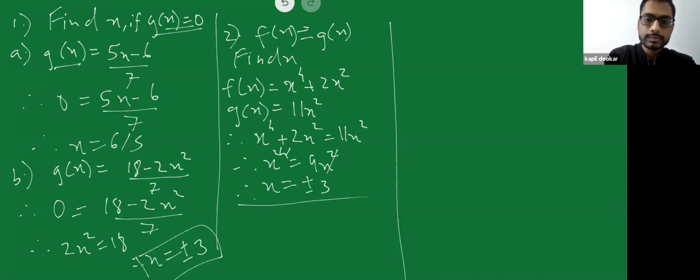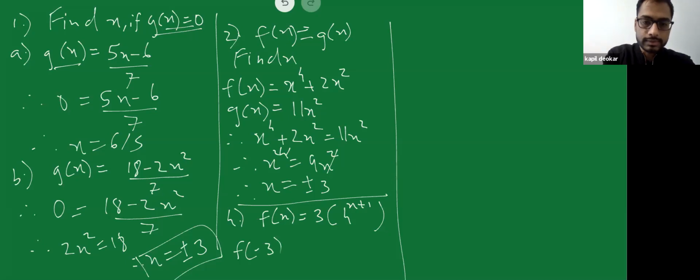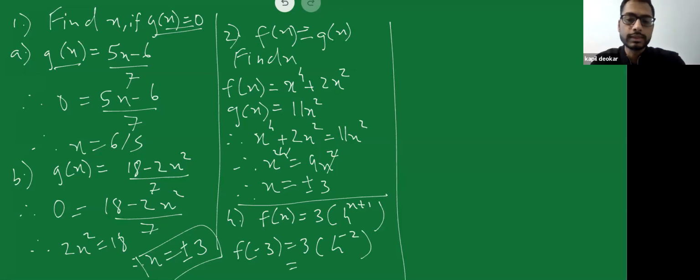Let's see the next question. It is given that f of x is equal to 3 into 4 raised to (x plus 1). You have to find the value of f of minus 3. So simple, instead of x, just write minus 3. So that would be 3 into 4 raised to (minus 3 plus 1), that is minus 2. So 4 raised to minus 2 means 1 upon 16. 4 square is 16 and the minus sign is there, so I'll write that in the denominator. So 4 raised to minus 2 is 1 upon 16. So the answer is equal to how much? 3 by 16.